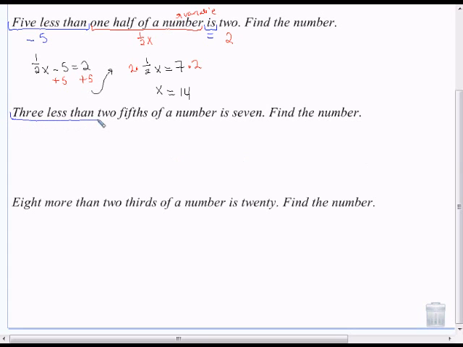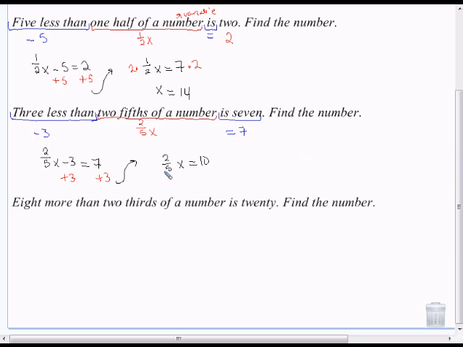3 less than, minus 3. 2/5 of a number, 2/5 x. And then is 7 would just be equals 7. Again, this is out of order, so I'm going to rearrange it so that it makes sense. I'm going to add 3 to both sides, and I get 2/5 x equals 10.